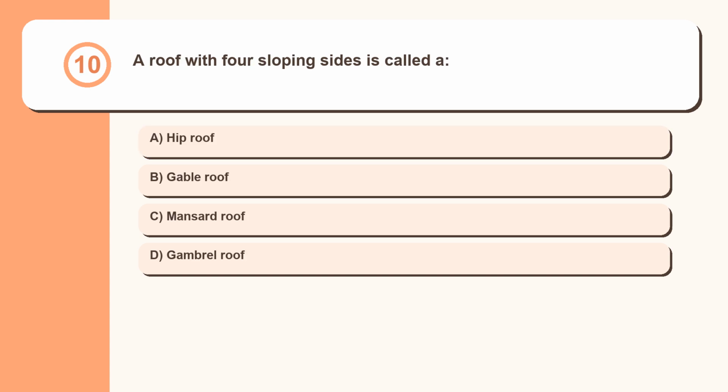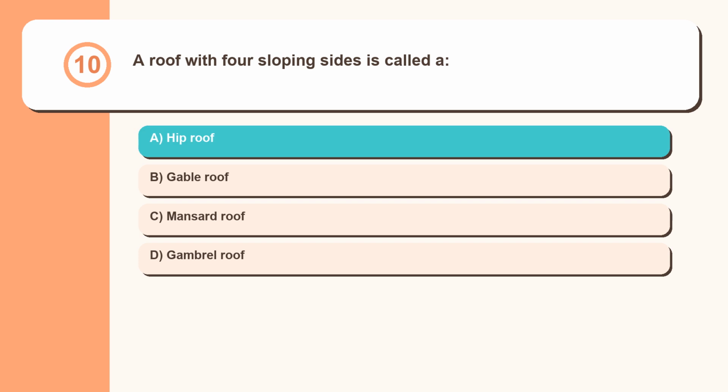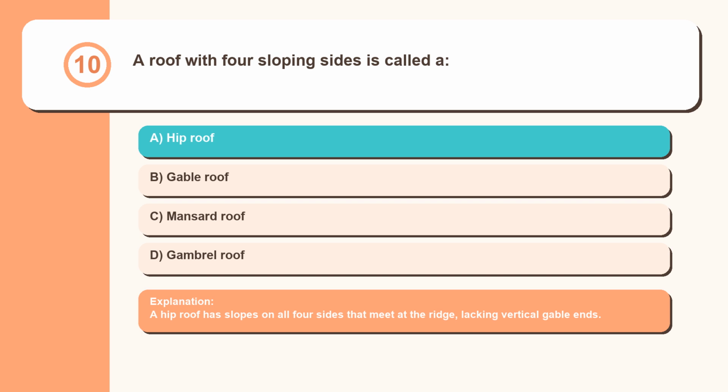Question 10. A roof with four sloping sides is called a hip roof, gable roof, mansard roof, gambrel roof. A hip roof has slopes on all four sides that meet at the ridge, lacking vertical gable ends.